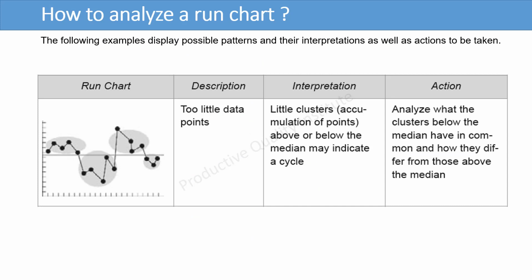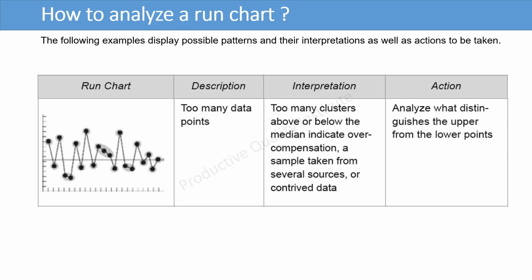The following examples display possible patterns and their interpretations, as well as actions to be taken. Description of the pattern: too few runs. Little clusters, accumulation of points above or below the median, may indicate a cycle. Action to do: analyze what the clusters below the median have in common and how they differ from those above the median.